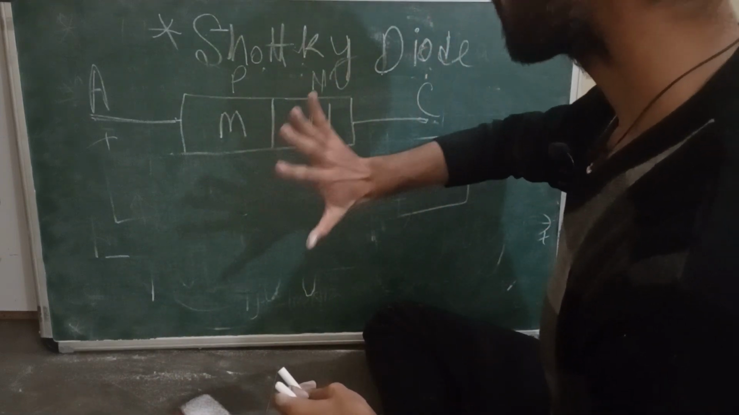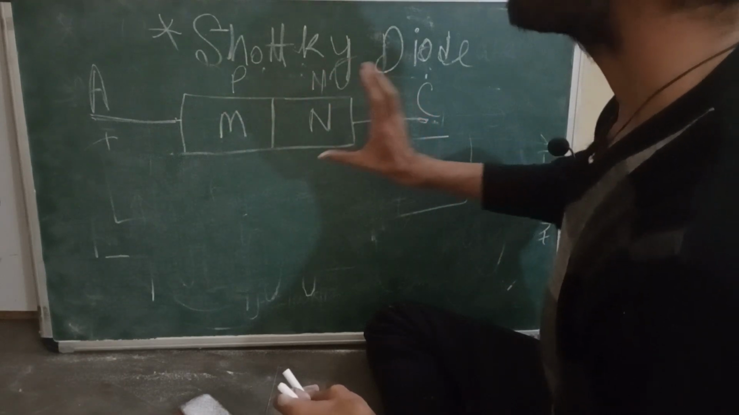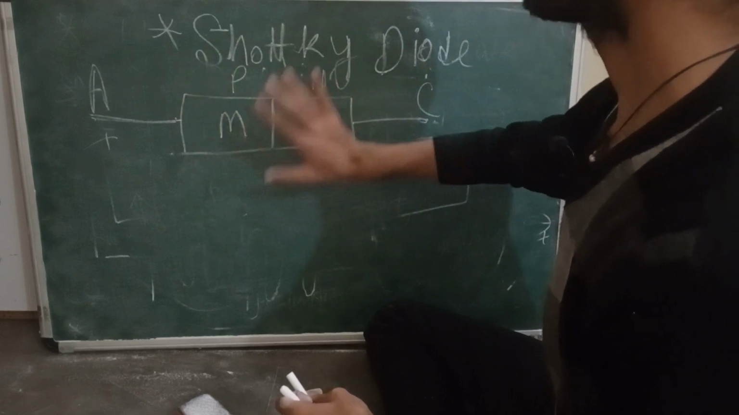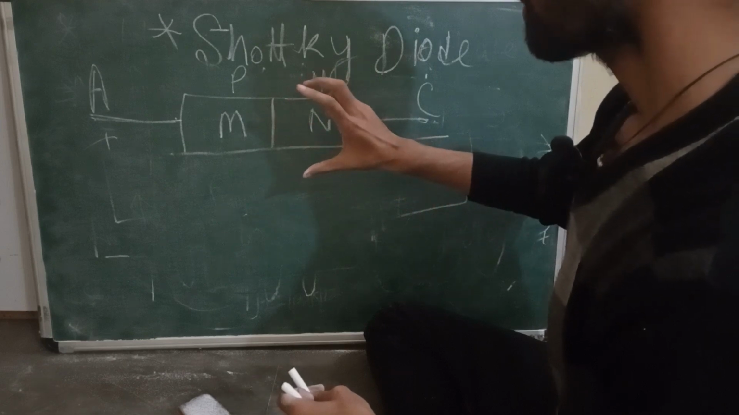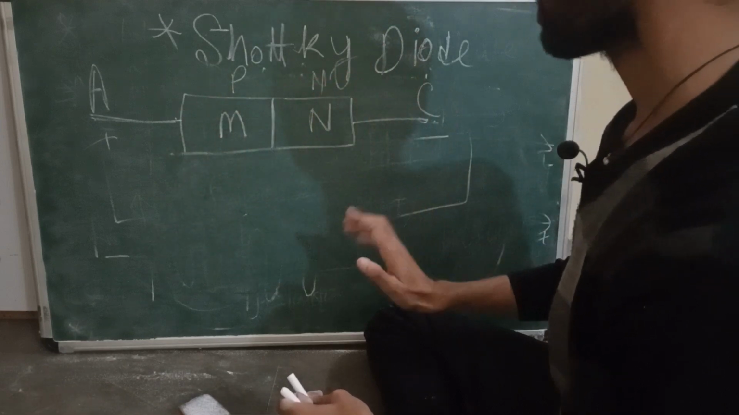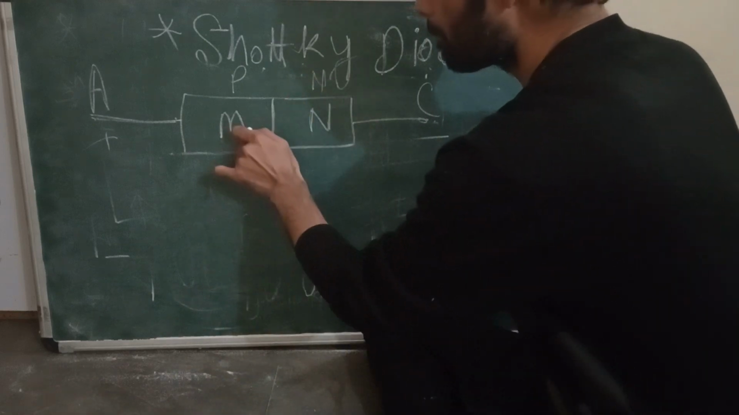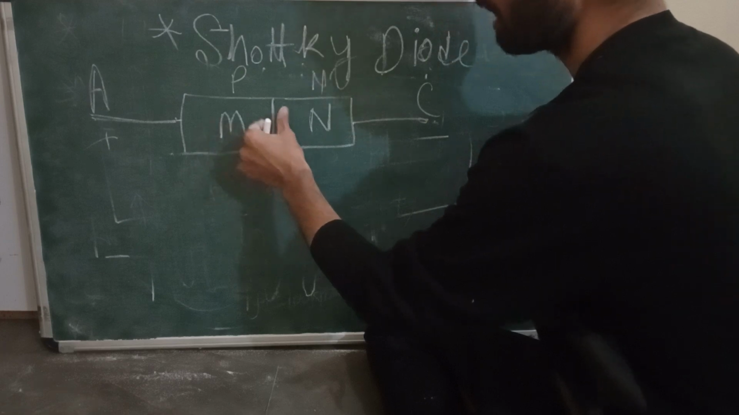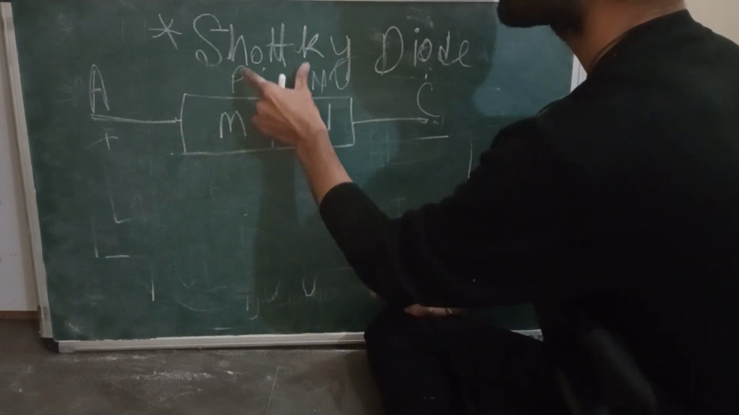It is exactly similar to the PN junction diode with respect to structure, but its operation is somewhat different from the normal PN junction diode. It has some advantages that we will see. Now see here, this is my metal, like platinum and molybdenum. These are the metals that we are using in the Schottky diode.